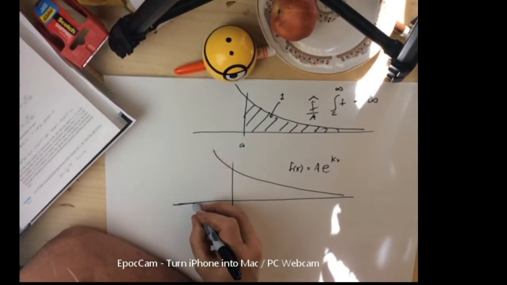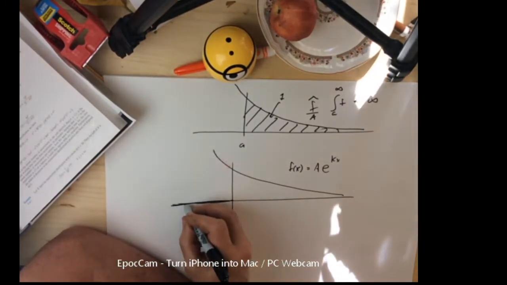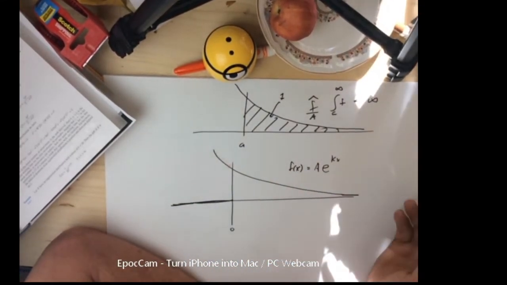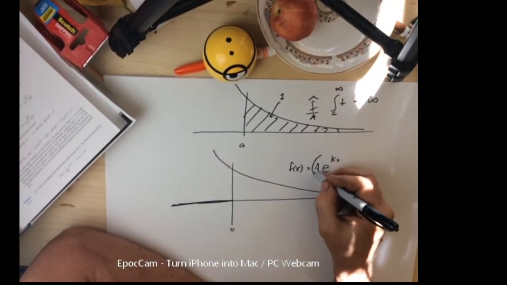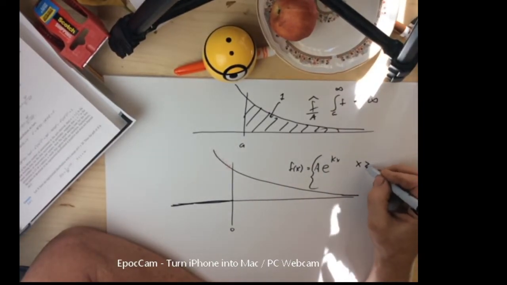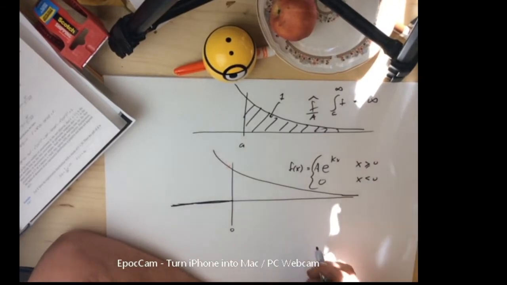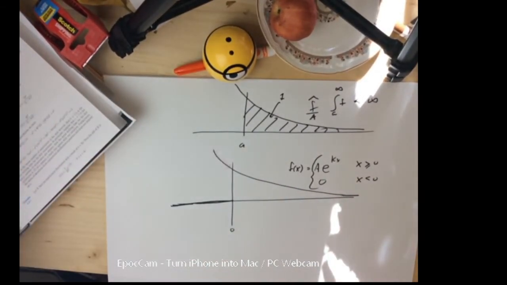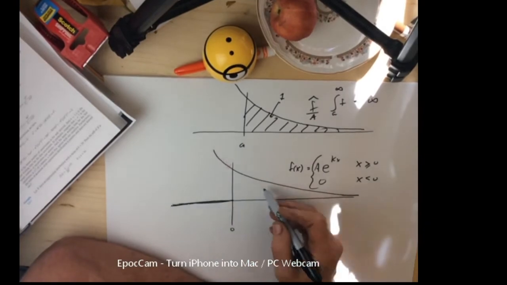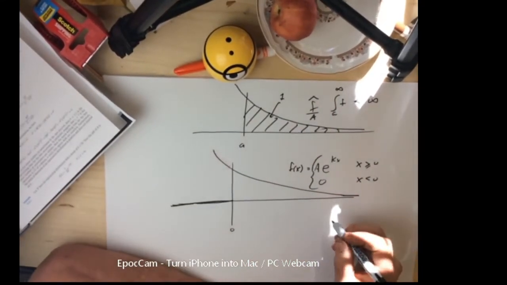And so the function is 0, up to 0, and then onward. So it's going to be this for x greater than or equal to 0, and 0 for x less than 0. So we've got rid of that part that's non-useful. Now, we want this integral to actually equal 1.